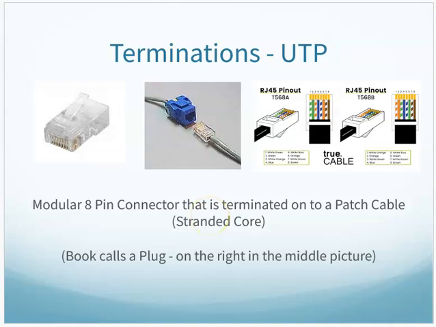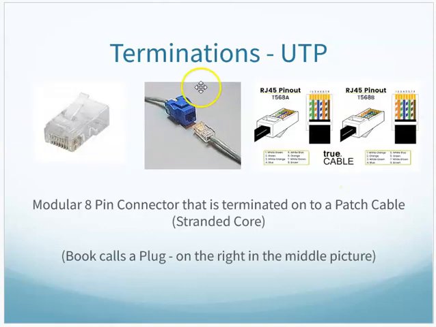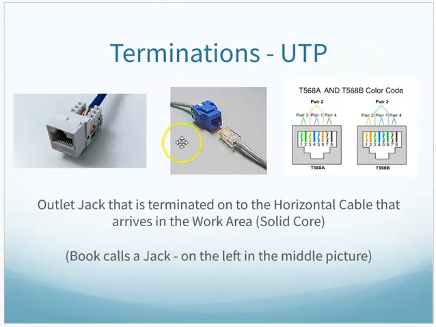Okay. The other type of termination, and this would be your patch cable termination here, this modular 8-pin connector. The other type of termination is your outlet jack. The wires are going to get punched in some format to terminate the outlet. And there is a color code order for these. I didn't mention a color code over here. There's a color code order for the patch cables. There's also a color code order for the outlet jacks. But this is your outlet jack termination here.